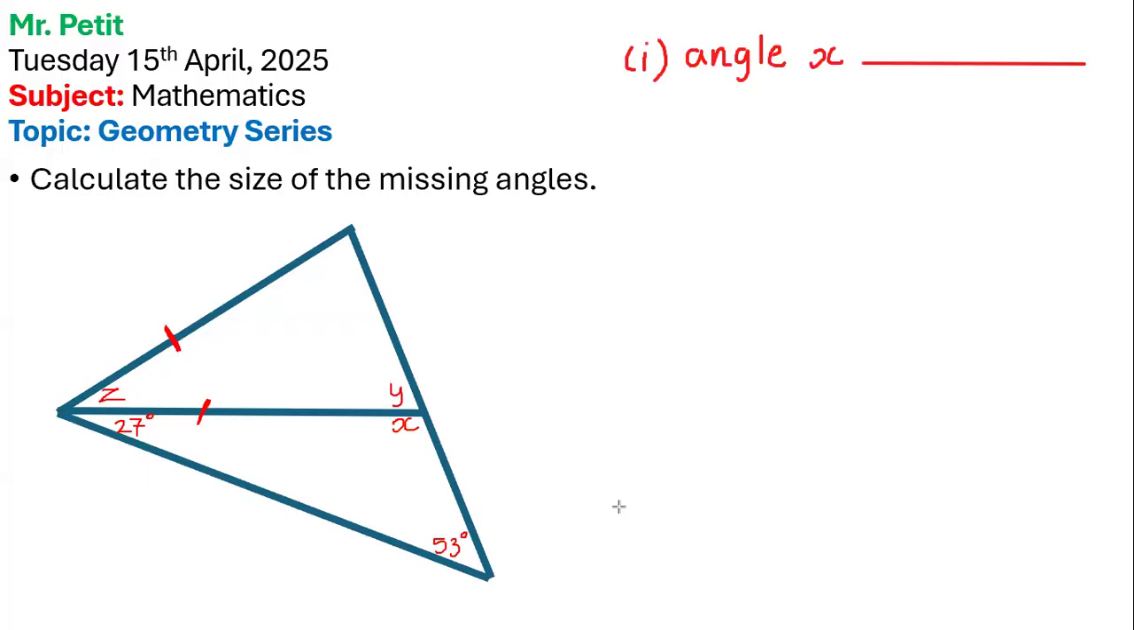Go ahead, Amaya. Okay, so you have to add 27 and 53, and that gives you 80, and then you subtract that from 180 because a triangle adds up to 180 degrees. So you subtract 80 from 180 and you get 100. So that's how I got 100.